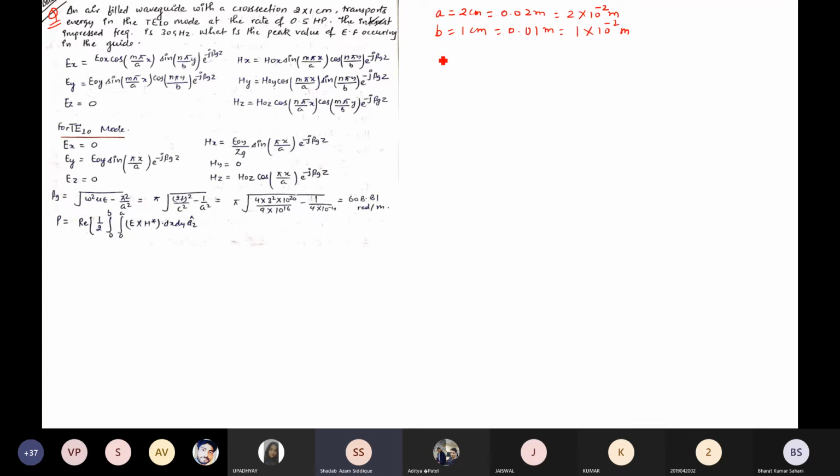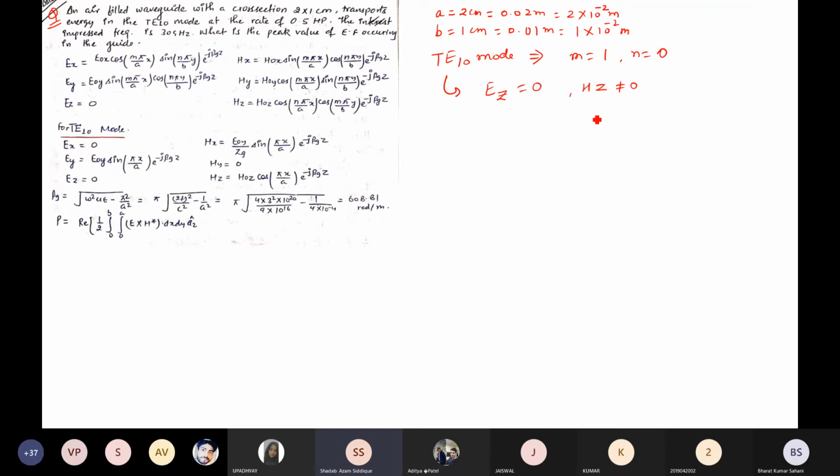We have been given the TE10 mode, so that means m is equal to 1 and n is equal to 0. In the TE10 mode, the Ez component will be 0 and Hz is not equal to 0. So what should Hz be?